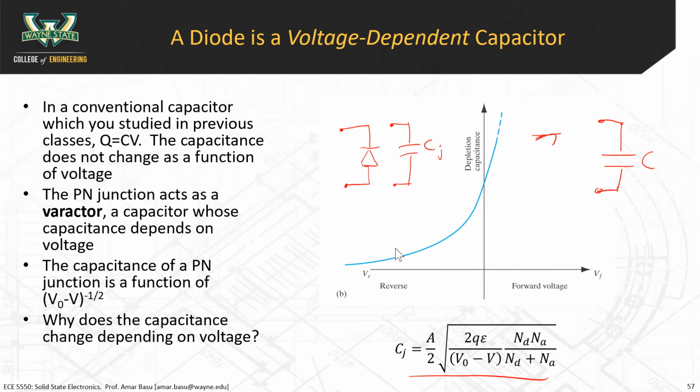Well, if we want it to work at high speed, do we want to have a large capacitance or small capacitance? Small capacitance, right? Large capacitance is bad for high-speed circuits. You want to minimize the capacitances everywhere. So if you want to minimize the capacitance of the diode, would you want to operate it in forward or reverse bias? Reverse. That's correct.